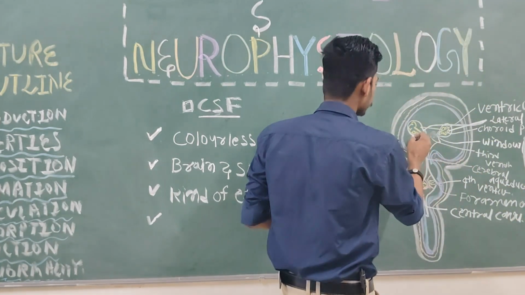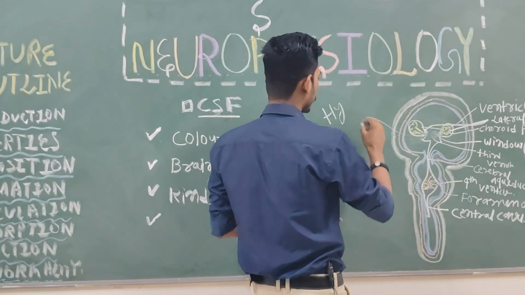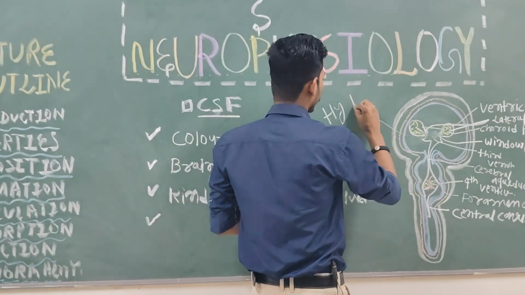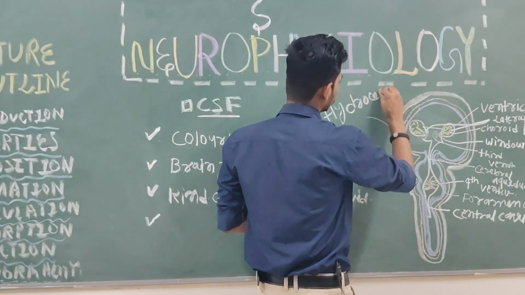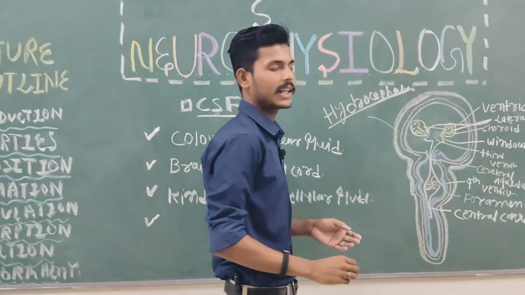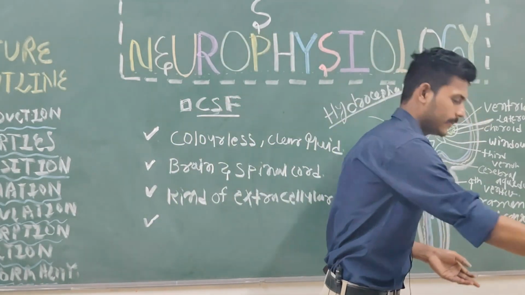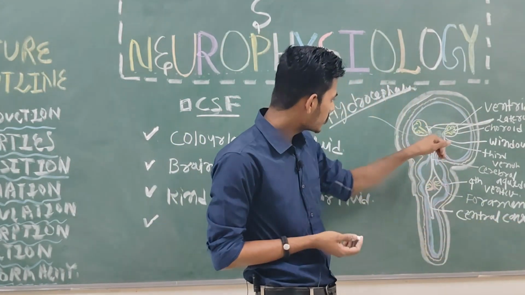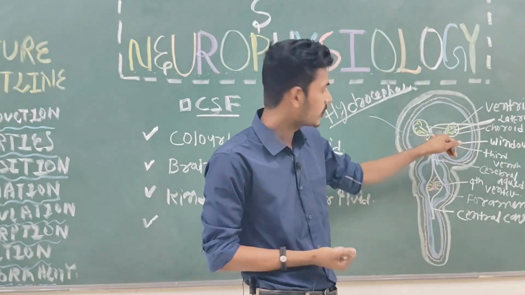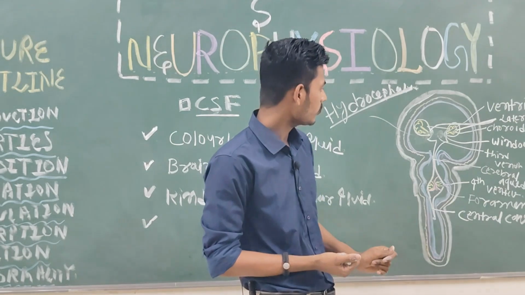Write it down. We will discuss this condition in detail, but for now just understand it is called hydrocephalus. There are types of hydrocephalus, which we will discuss later. Sometimes it happens that there is a blockage due to cancer formation in this window.